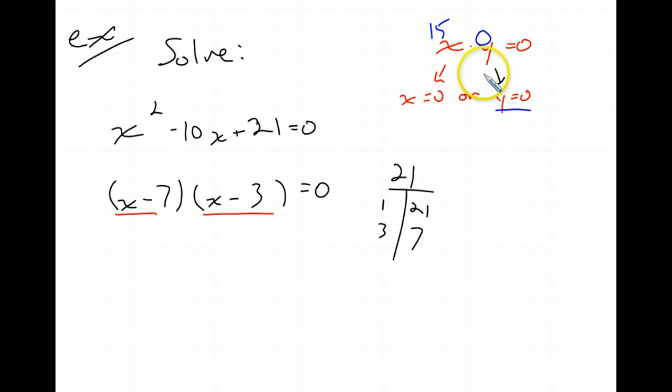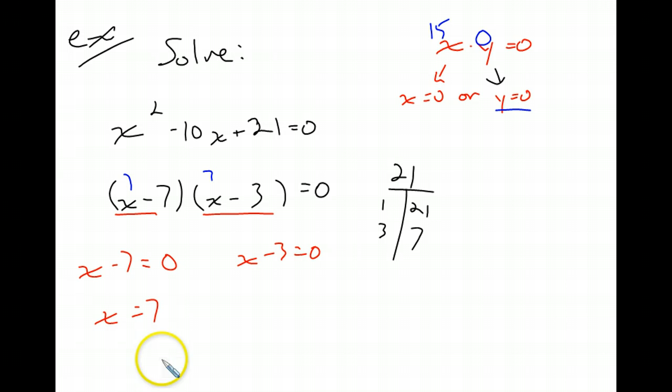So just like in our example off to the side here, if we had something times something equals 0, we just took both of them and set them to 0. So if I do the same thing here, if I say x minus 7 equals 0 and x minus 3 equals 0, then if I say x is 7, I can put a 7 into my top equation. So 7 minus 7 is 0 times 7 minus 3 is 4. Well, 0 times 4 is 0. So I know that 7 will work.